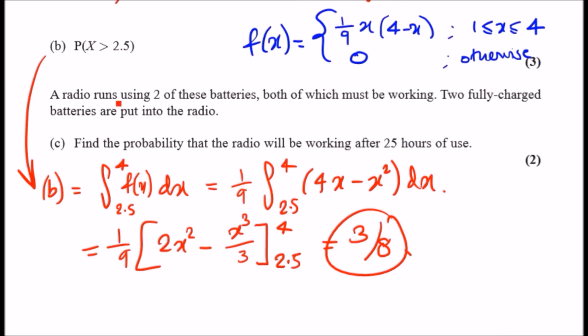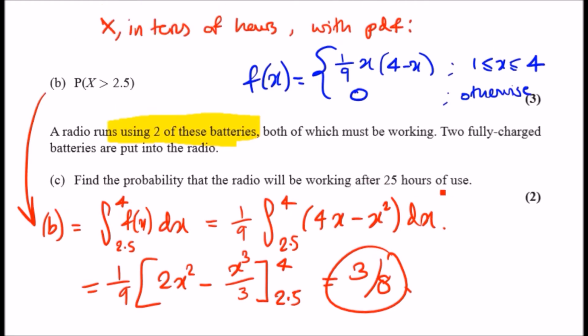So here we have a radio that runs using two of these batteries. Okay, so let's just keep that in mind. They're using two batteries. It looks like we need to use two different probabilities, maybe, both of which must be working. Two fully charged batteries are put into the radio. So part C, find the probability that the radio will be working after 25 hours use.